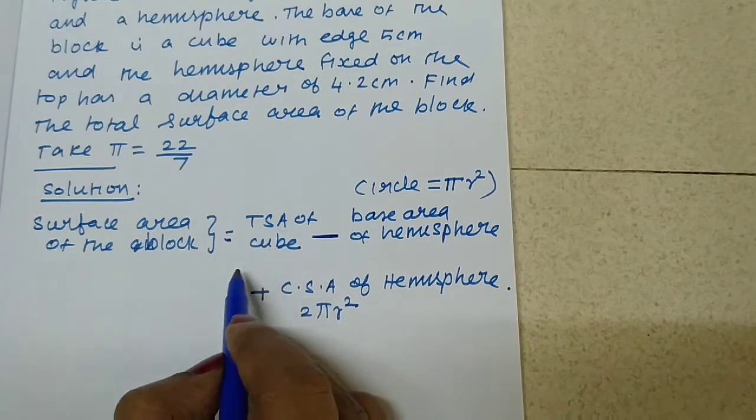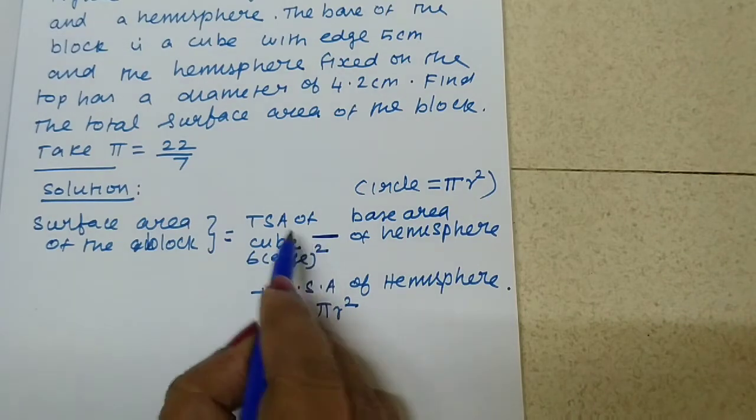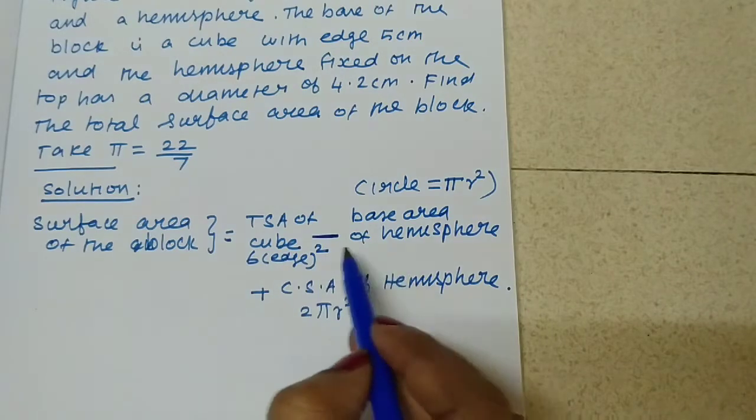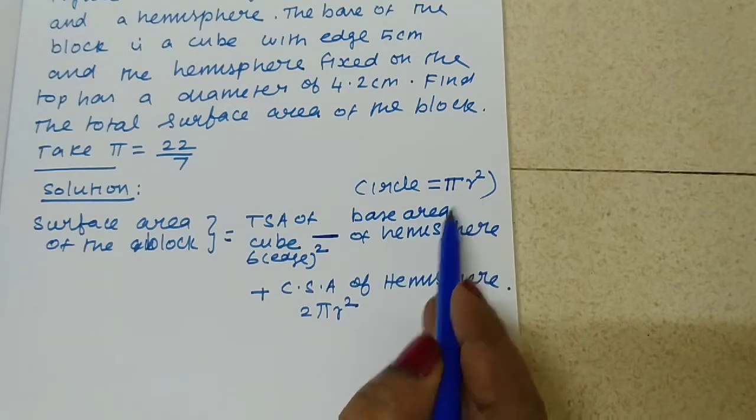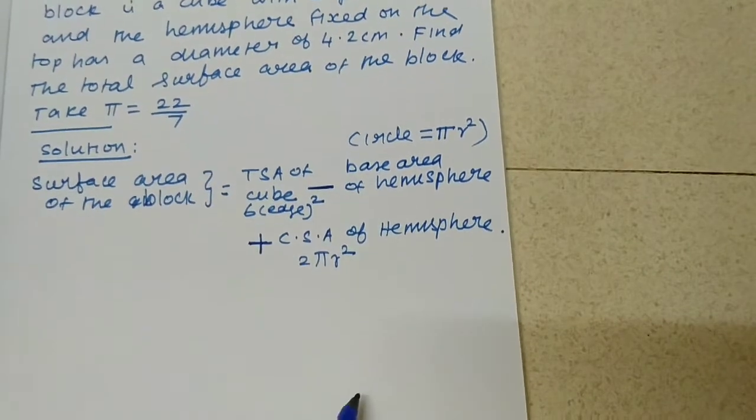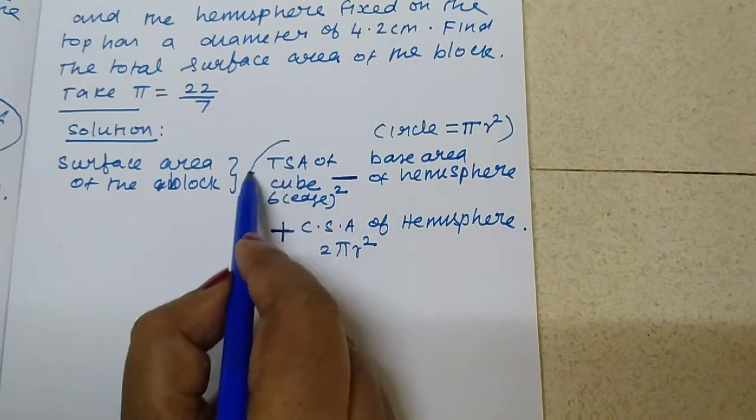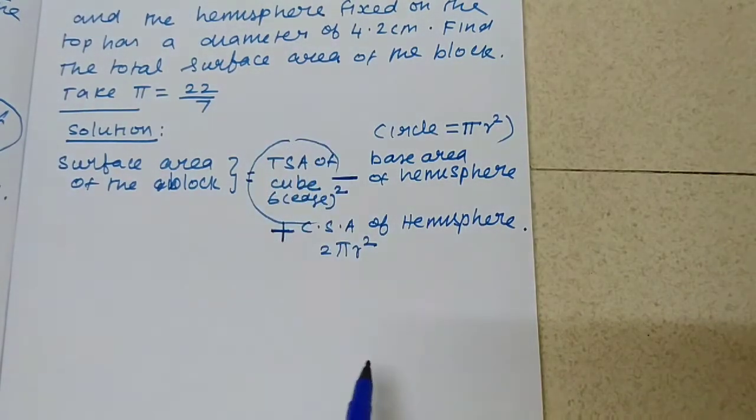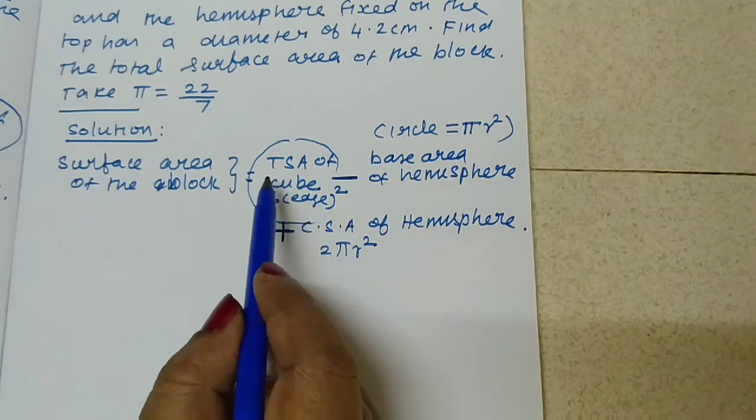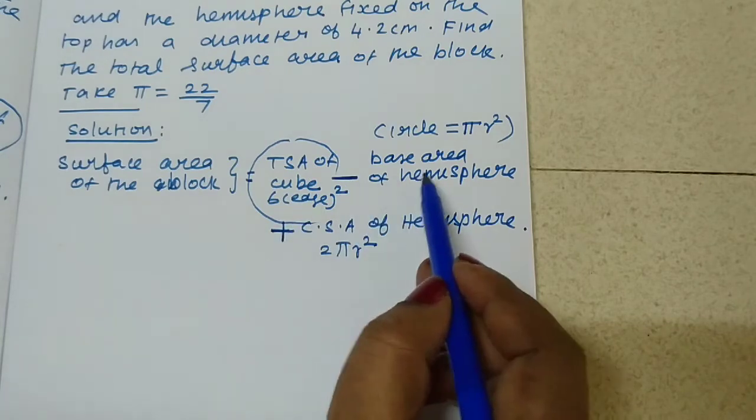So TSA of the cube is 6 into edge square. So the total surface area of the cube is 6 into edge square, and we are subtracting the area of the circle pi r square. We are adding the CSA of the hemisphere. So another doubt is, why should we take the TSA of the cube? We can take the curved surface area of the cube, no? Why should we take the total surface area of the cube? This is one doubt. And why are we subtracting pi r square?